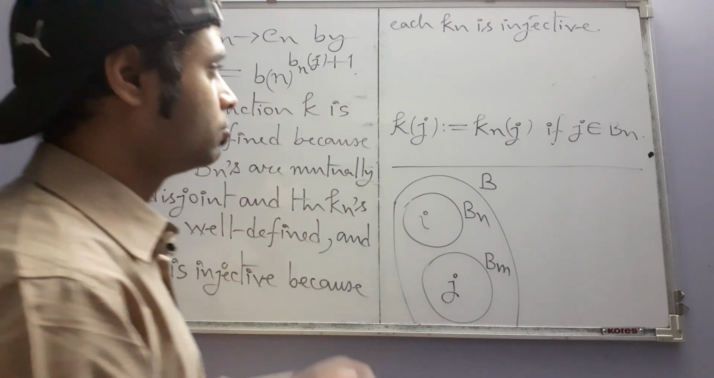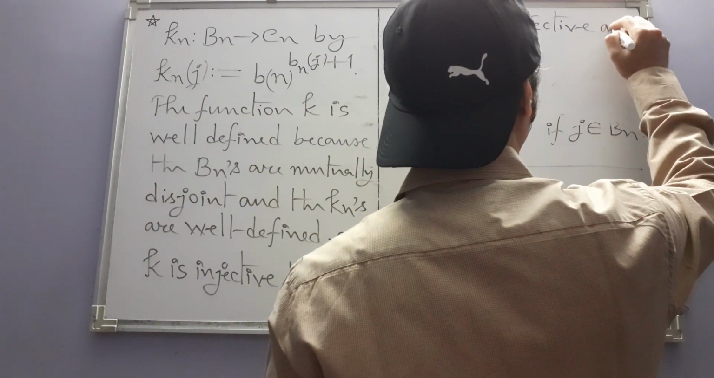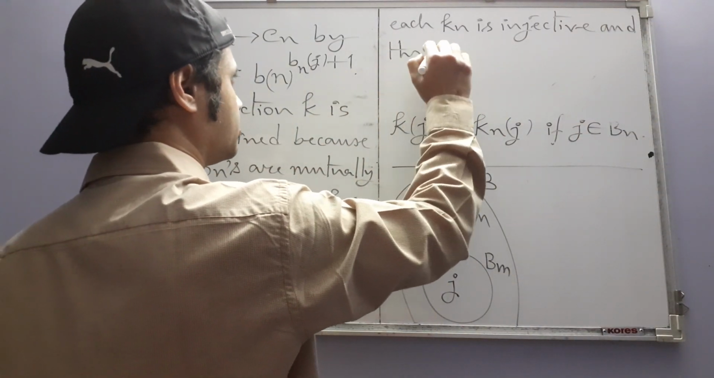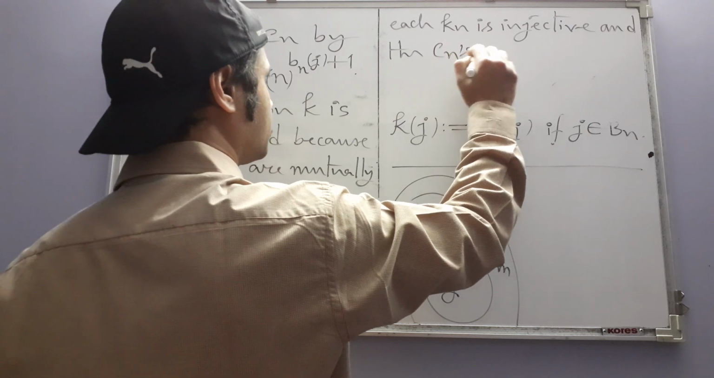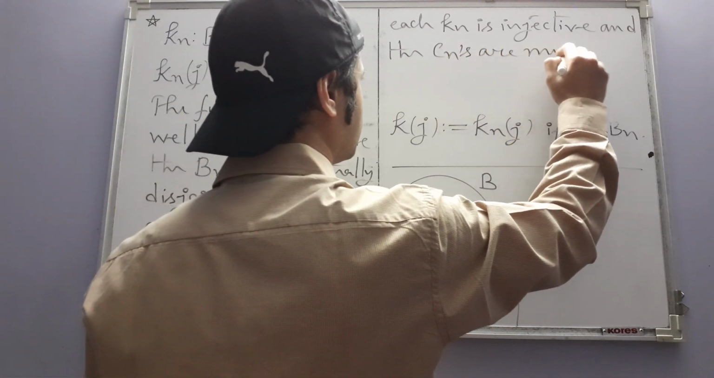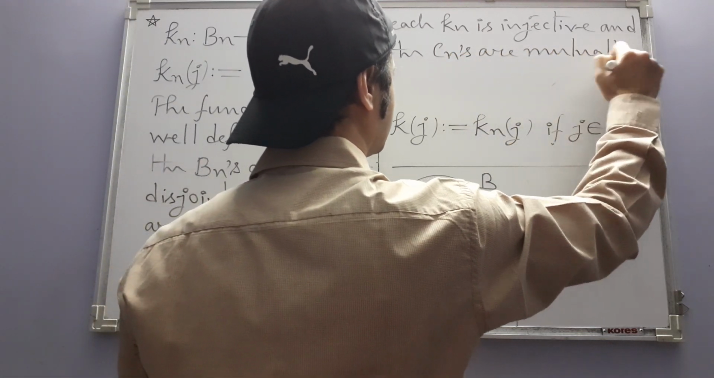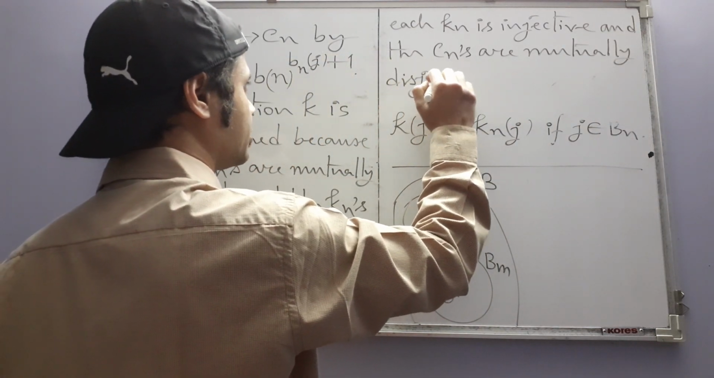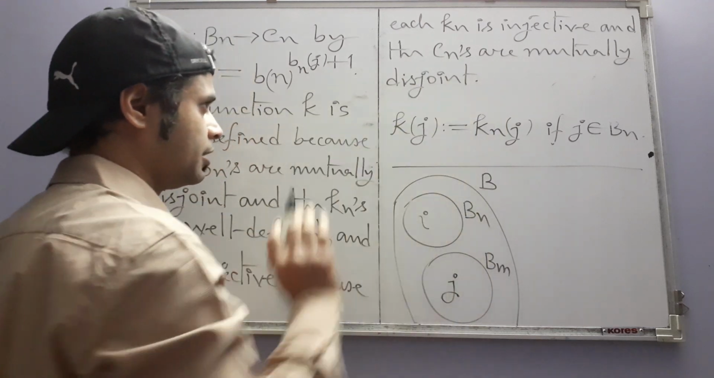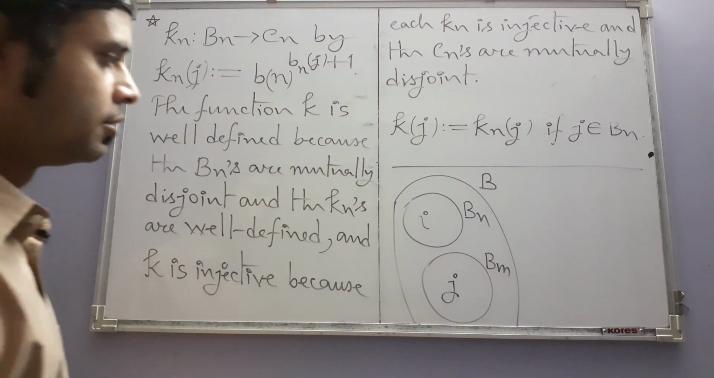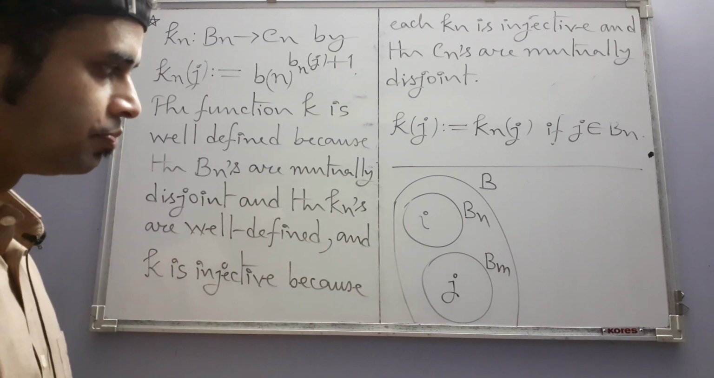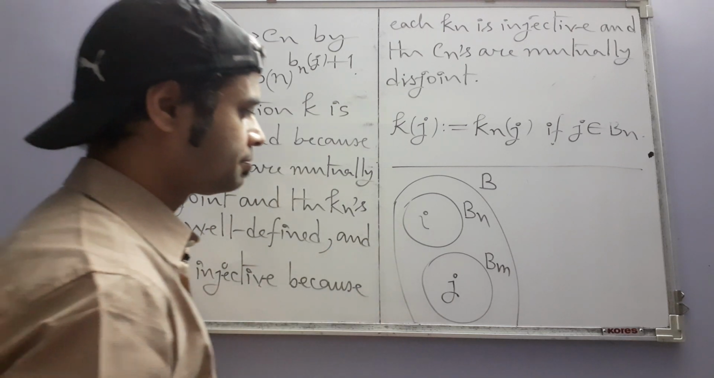Each Kn is injective. And I need to also mention that the Cn's are mutually disjoint, because otherwise their disjointness need not have been mentioned. So now say this is our situation. i and j belong to distinct Bn's.